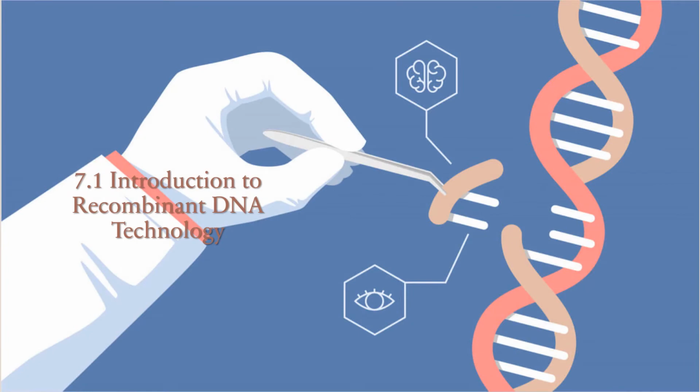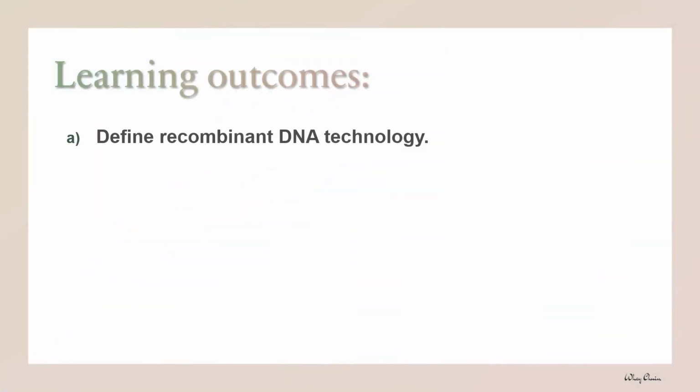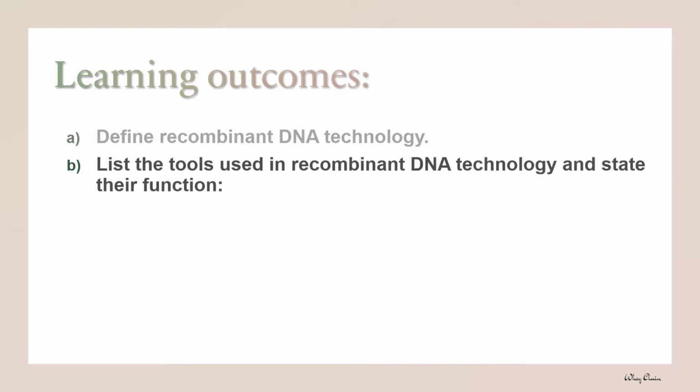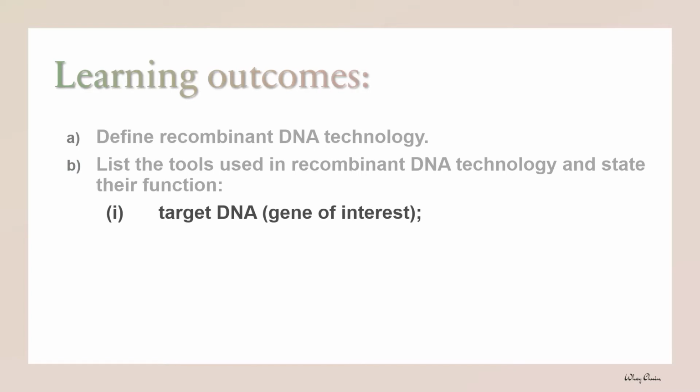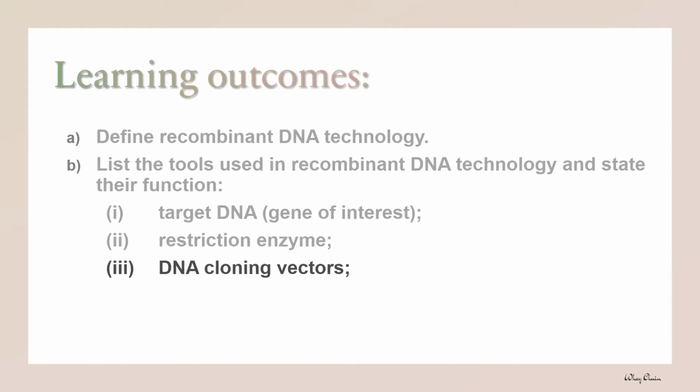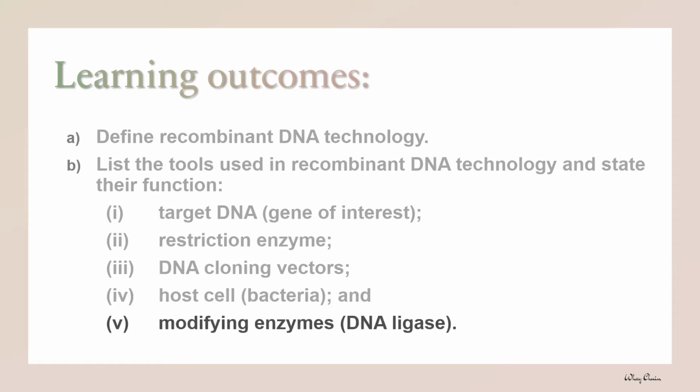Hi class, we are going to start chapter 7 with the introduction to recombinant DNA technology. In this subtopic, we are going to study the definition of recombinant DNA technology and also the 5 tools used in this technology. Basically, you should know their function: the target DNA, which contains the gene of interest, the restriction enzyme, the vector used to transfer the DNA into the host cell, and we have the host cell, and also the modifying enzymes.